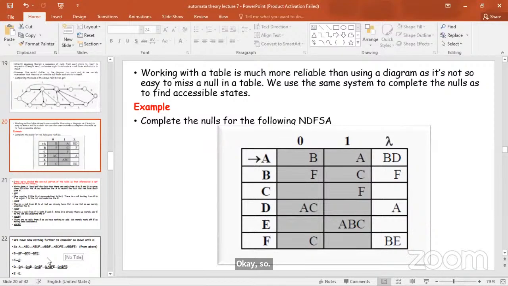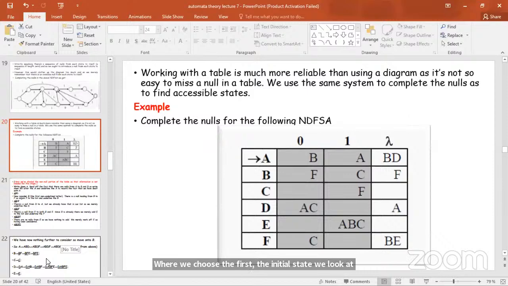So how do we now go about this? Now you remember how we do removing inaccessible states in NFAs, where we choose the initial state, we look at the input, we underline the ones that we have done. That is the same principle, but the difference is that you'll be looking at the lambda.